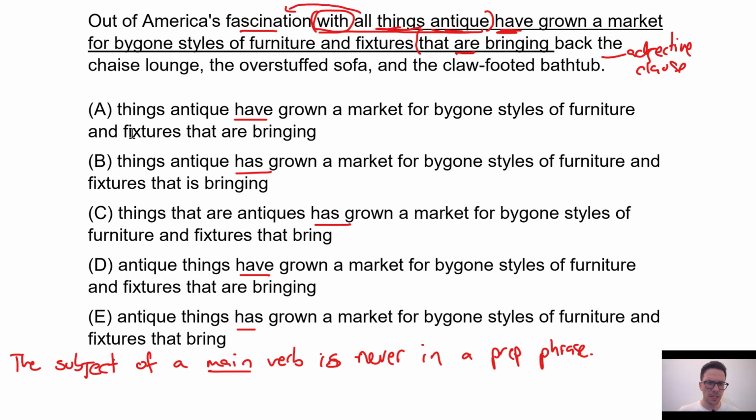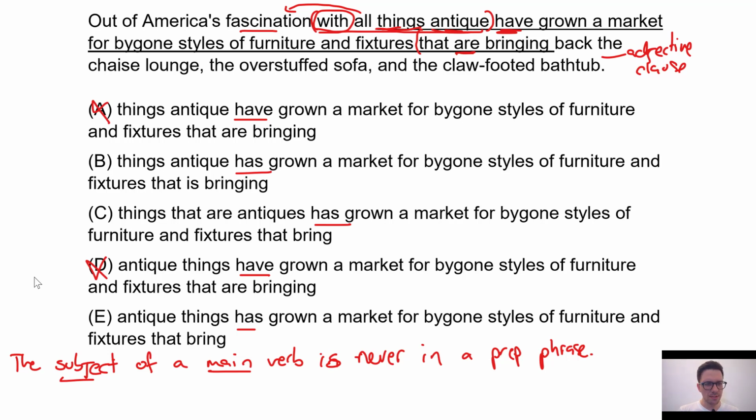And so that means fascination, first of all, is singular, so we can easily get rid of A, we can get rid of D. So that's our first split, pretty straightforward subject-verb agreement. Remember this rule if that wasn't clear to you. The subject of a main verb is never in a prepositional phrase. After that, it gets a little bit more complex, right?